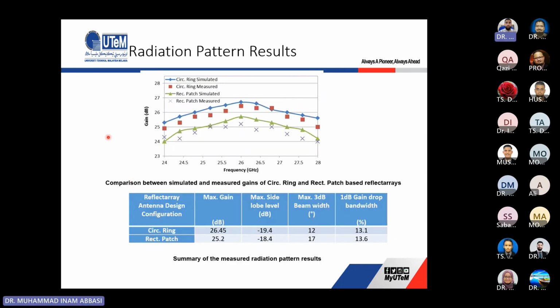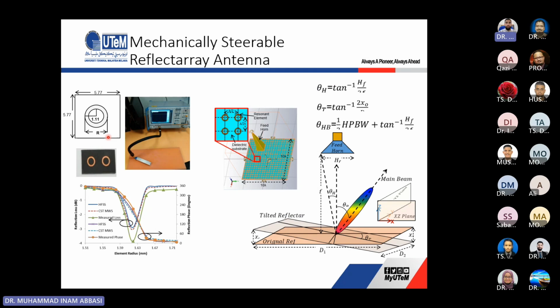Okay, so for a frequency range of 24 to 28 GHz, we did the measurements, and we saw that, as expected per our design, we got the maximum gain at 26 gigahertz. But still, from 24 to 28 gigahertz, we got quite acceptable gain for this type of array. We got a maximum 3 dB beam width of 12 degrees and 17 degrees for the different designs, and a bandwidth of 13.1 and 13.6%, which was good enough for this type of design. So that was for the passive design.